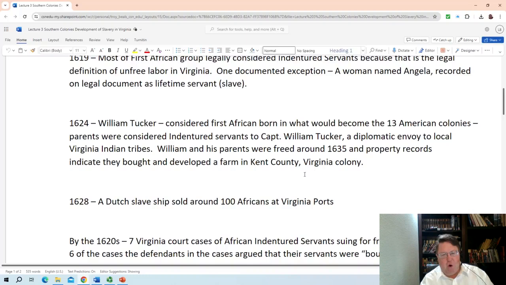When you study property records and legal documents, it is noted that after they were freed around 1635, William Tucker's parents bought and developed a farm in what's today Kent County in Virginia. And so this William Tucker story is again that example of ambiguity.